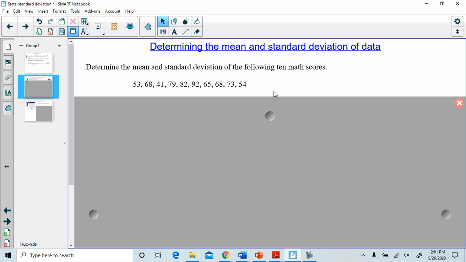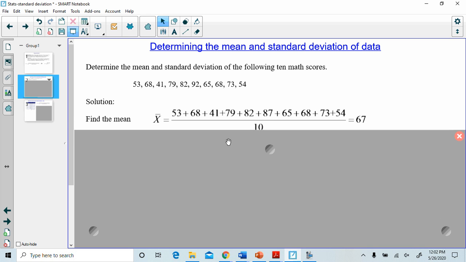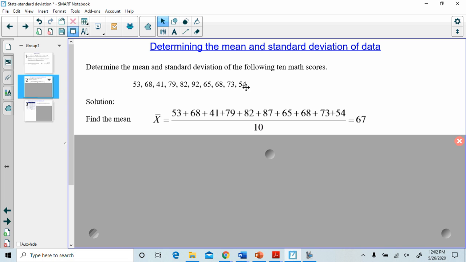So let's move to the first part. We're going to be looking at determining the mean and standard deviation. So looking at standard deviation, we need the mean first. To get the mean, we're going to take all the values that we're dealing with, in this case the 10 math scores, and we're going to divide them by 10. And we get a mean of 67.